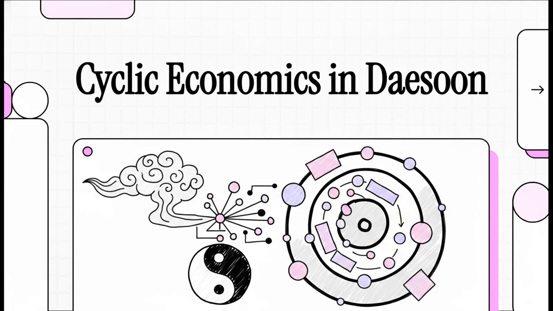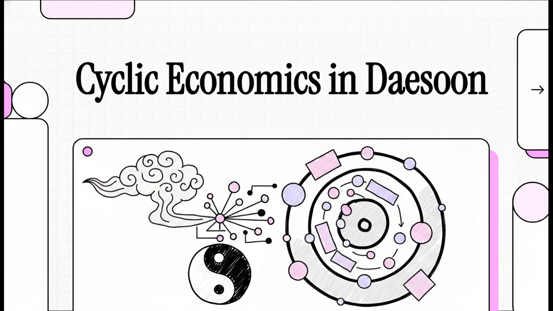Welcome to this explainer. Today we are bridging two totally different worlds that you would probably never expect to see in the same room together: ancient Eastern mysticism and modern Western complexity science. We're diving into cyclic economics in Dasun thought. And let me tell you, this is going to challenge how we view pretty much everything, from the grand sweep of human history down to the everyday economic systems we're all living in right now.